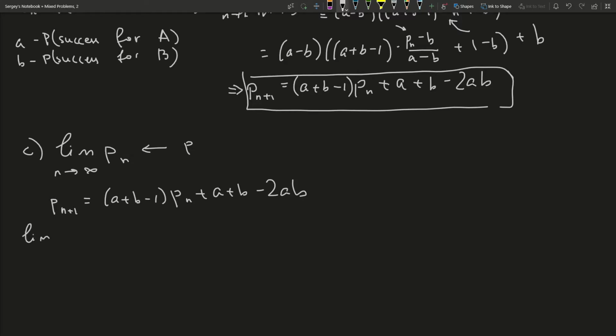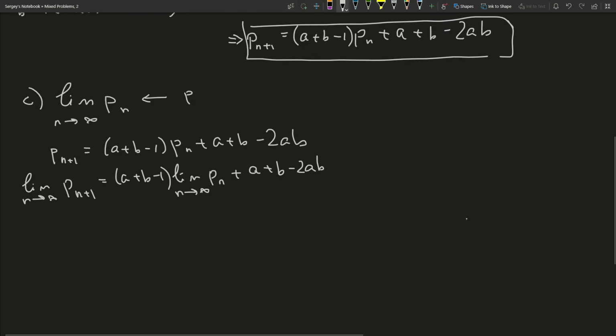So the limit as n goes to infinity, p sub n plus 1 equals a plus b minus 1. So that's a constant, that's a plus b minus 1, that's a constant. So we can factor it out from the limit. So this is the limit as n goes to infinity of p sub n. And the rest of the expression is also constant, it doesn't change with the limit, so we can just write it as is.